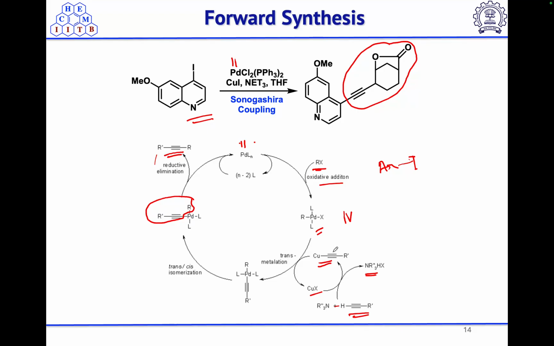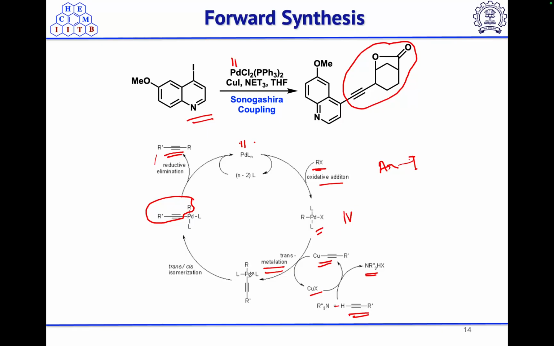Now what will happen? This alkyne will move from copper to palladium. So this is called transmetallation. Transmetallation means transposition of one metal to another metal. Basically, this alkyne is coming from copper metal to palladium metal, so it is called transmetallation.